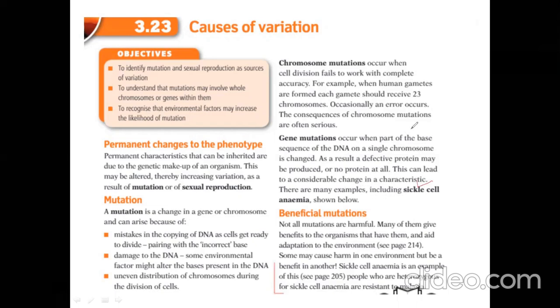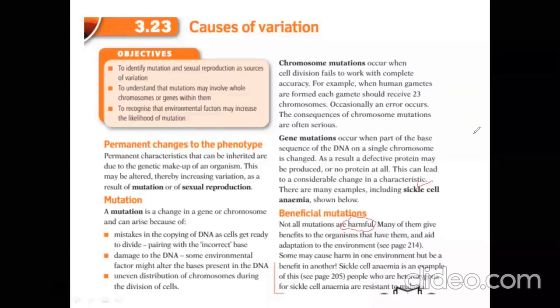There are many examples of that, including sickle cell anemia, as we will discuss in detail in this topic. Right? Now remember, boys, it is not compulsory that mutation will always be harmful. Sometimes mutation can be beneficial also. That can also give benefit to people. Some mutation may cause harm in one environment, but may be a benefit in another. Sickle cell anemia is an example of this.